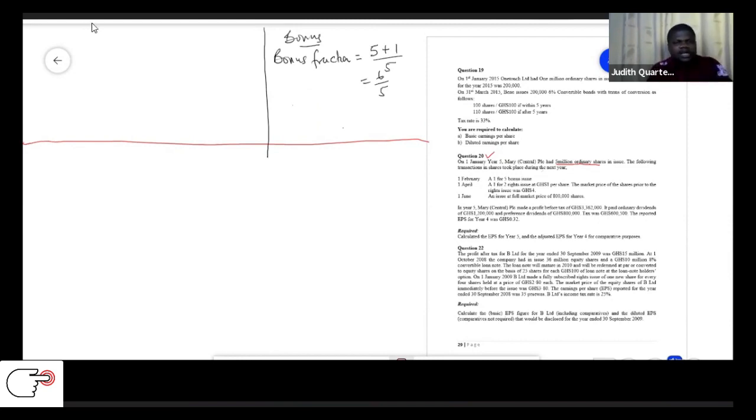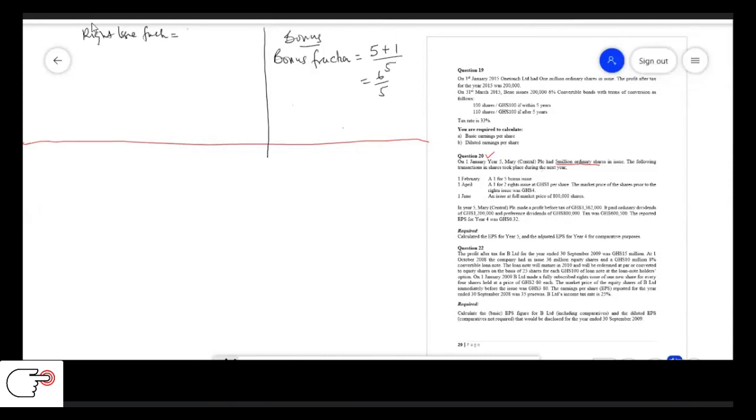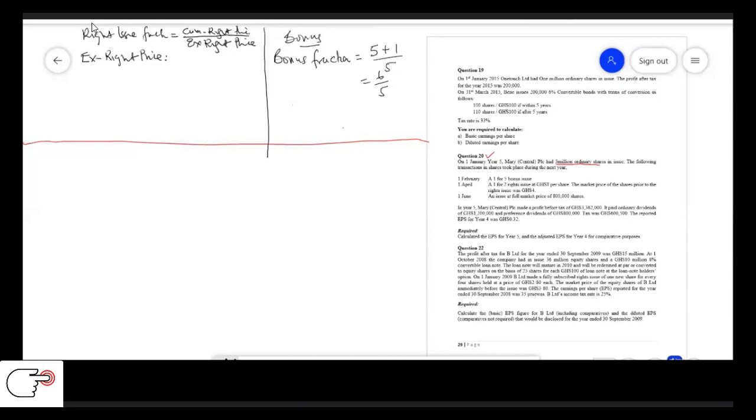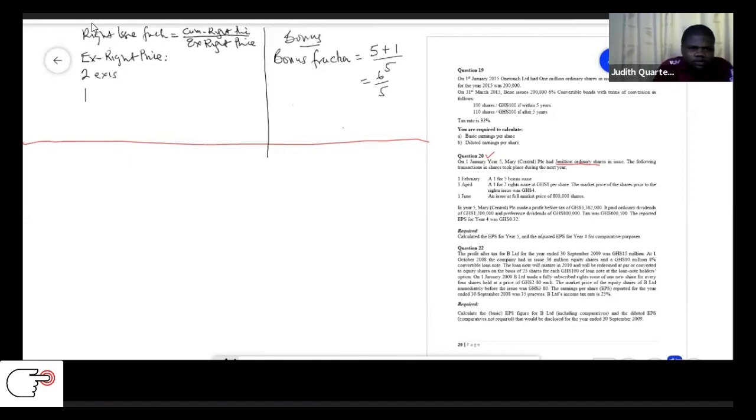Okay, now let's look at the right issue factor. That is the cum right price over the X right price. So let's go and calculate the X right price. What are the terms of the right issue? 1/2. So for every 2 existing, you'll be giving 1 right.